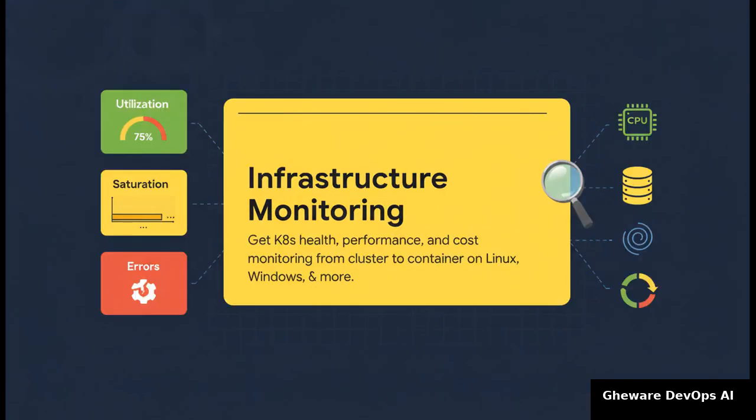And what about the stuff running those services? Your servers, your databases, your message queues? For that, we use the USE method. U is for utilization, how busy is this thing? S is for saturation, is work piling up, is there a queue forming? And E is for errors, is the resource itself throwing errors. Together, RED and USE give you this incredible full-stack view of your entire system's health.